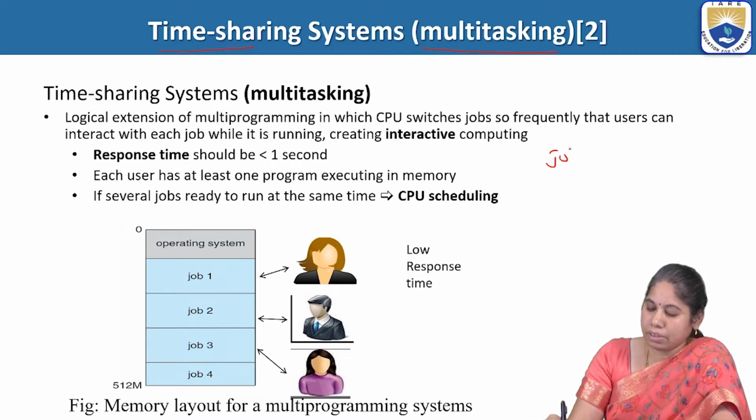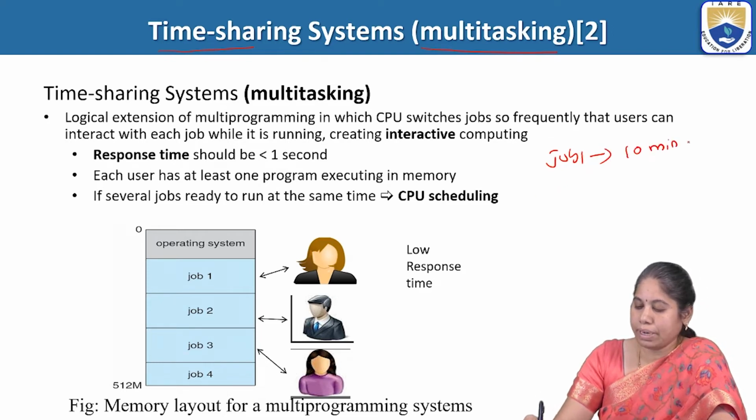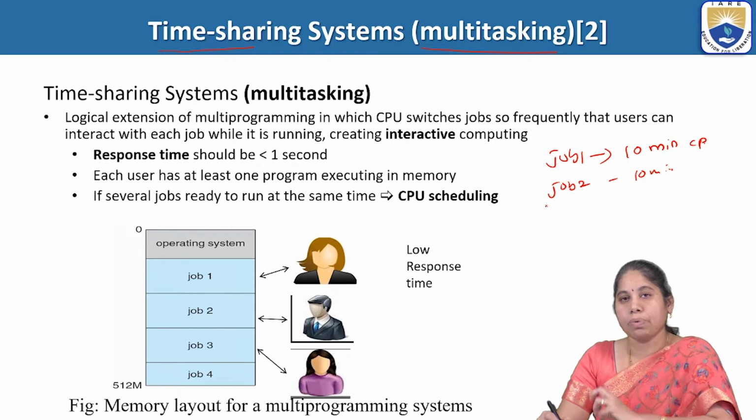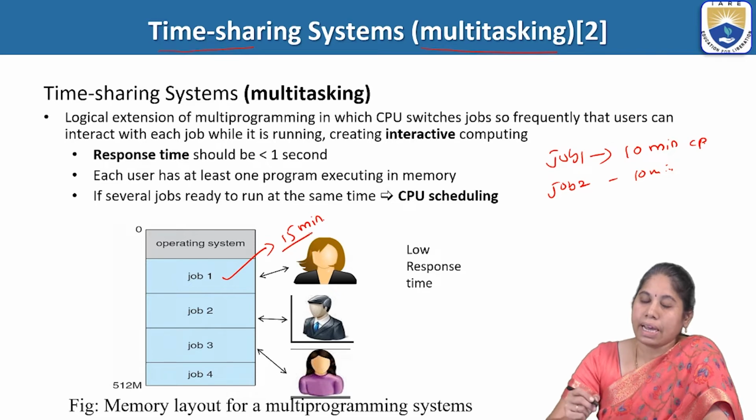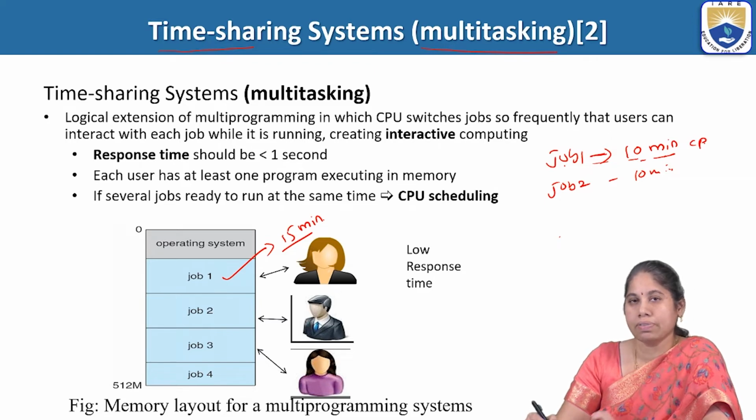See, I have job 1, job 2, like this. I will give job 1 10 minutes of CPU time. Job 2 will get 10 minutes of CPU time. Suppose a single job requires 15 minutes of CPU time to finish the execution. In the initial step, the CPU will allocate 10 minutes to the particular job, and next job 2, and so on, based on the scheduling algorithm. Next, whenever its turn comes again, the remaining 5 minutes will be executed. It is based on the scheduling algorithm which job is picked.